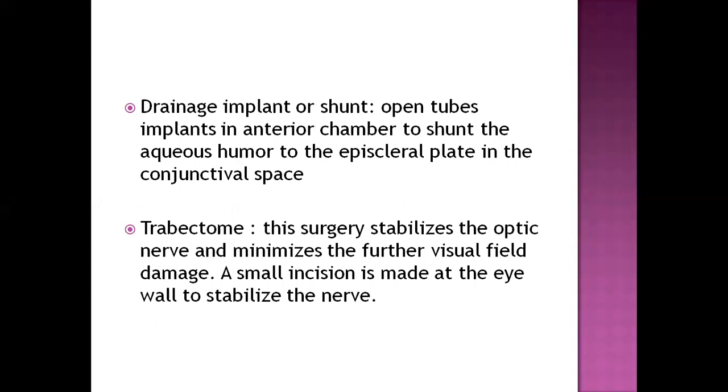The next surgery can be trabeculotomy. This surgery helps to stabilize the optic nerve and minimize further visual field damage. Trabeculotomy is also done through an incision made at the eye wall just to stabilize the nerve. The nerve message which was not conducted properly can be stabilized through this surgery.